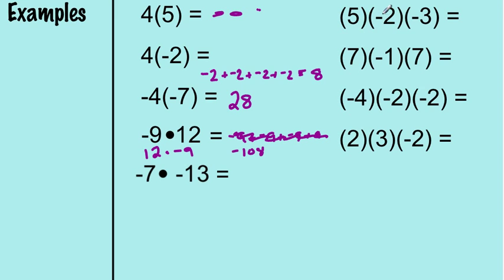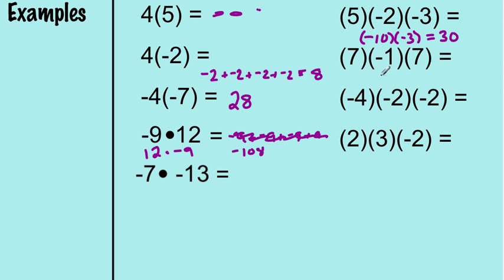So we have 5 times negative 2. 5 groups of negative 2 would be negative 2, negative 2, negative 2, negative 2, negative 2. 2, 4, 6, 8, 10. Negative 10. And then I can do the next one. Negative 3 and negative 10. I've noticed the pattern that when I have 2 negatives, it's a positive, so I'm just going to multiply them and get a 30.